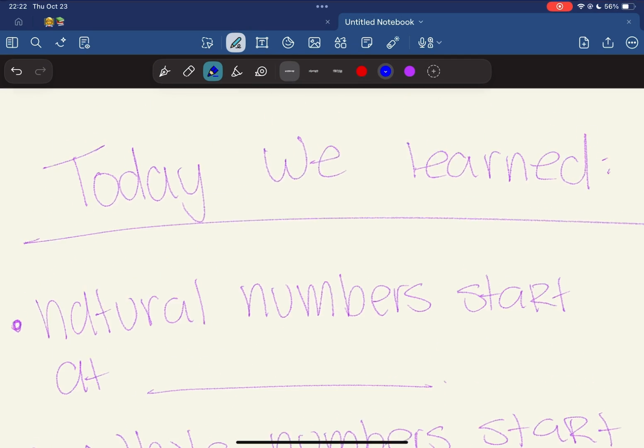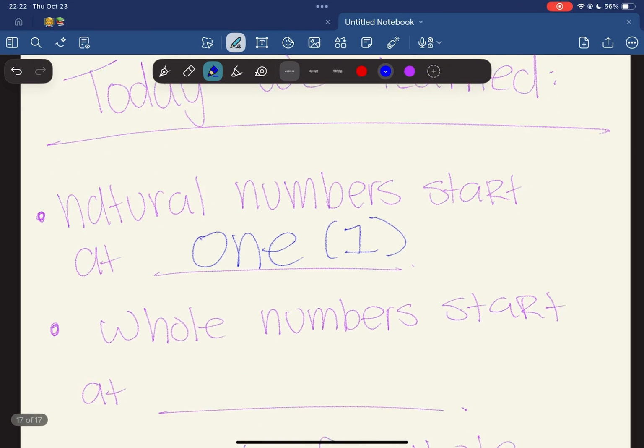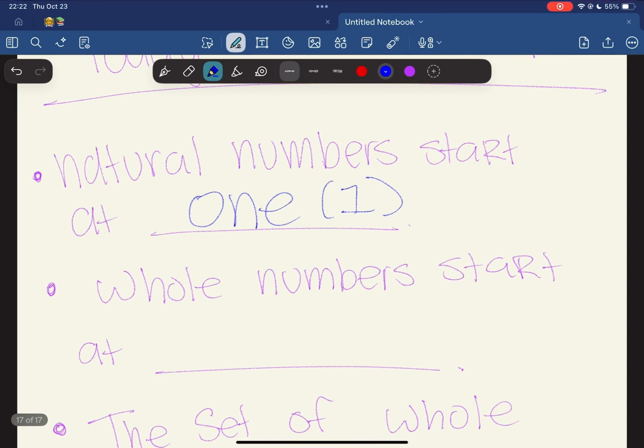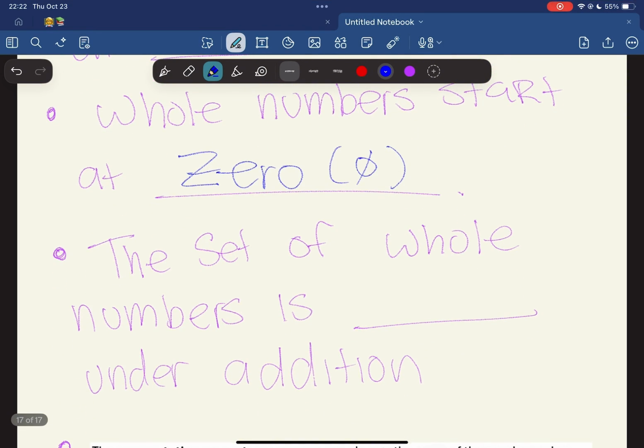So what did we learn today? We learned a couple things here. So, first thing, a natural number starts with 1. And then whole numbers, we're going to remember this, it's going to start with 0. It's all natural numbers plus 0. And then again, I'm going to put my little line through it just so that we know it's 0 and don't get confused later. And then the set of whole numbers is closed under addition.